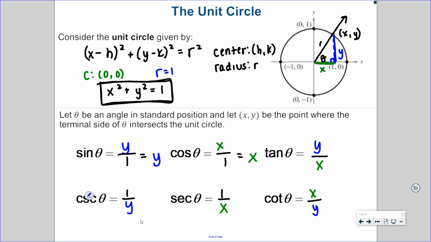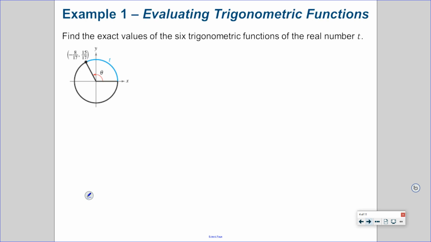Since this is a unit circle, no matter where my terminal side is, I always have a radius of 1, so it's all the same every time. Sine is always just the y coordinate where it intersects the unit circle. Cosine is always just the x coordinate. Tangent is always the y coordinate divided by the x coordinate. All right, let's try an example here. This is a unit circle.